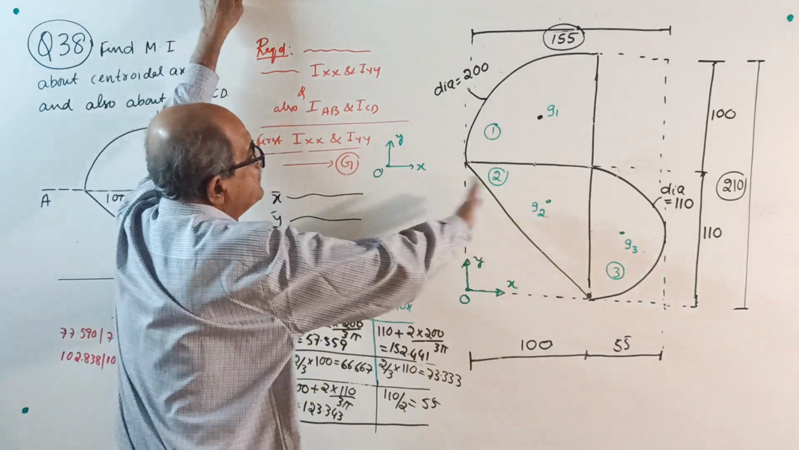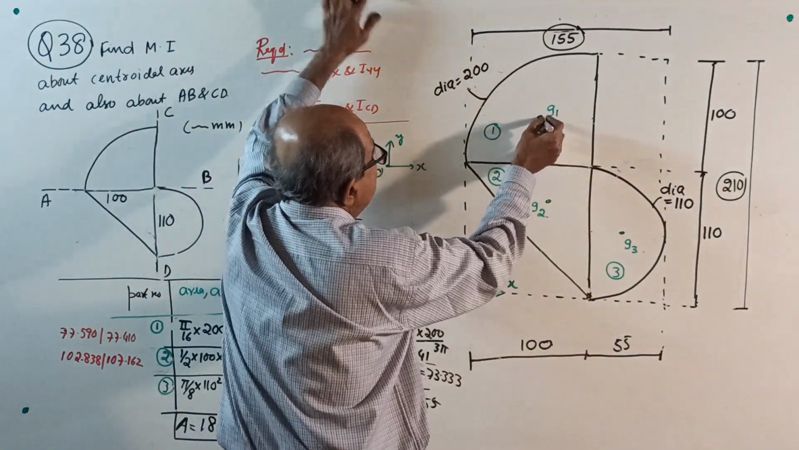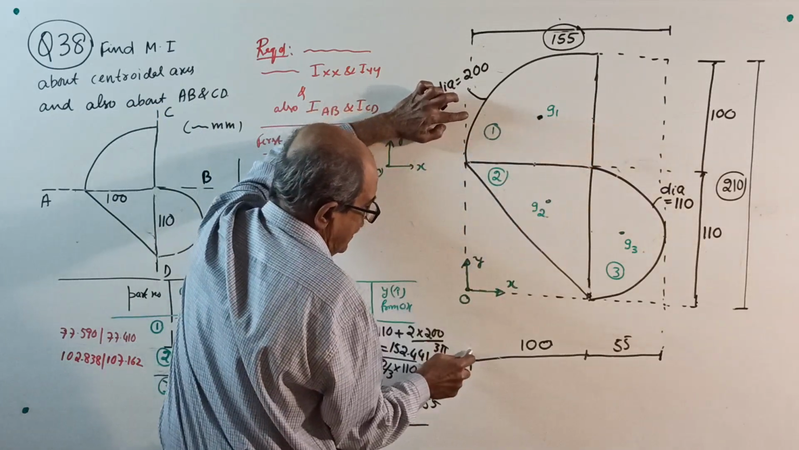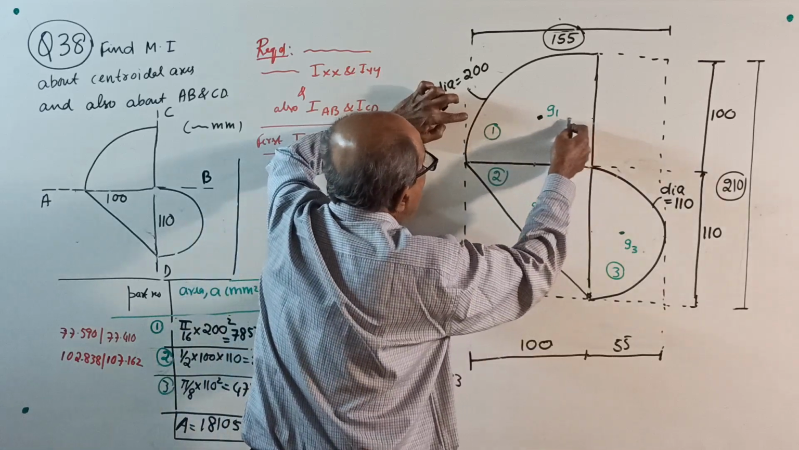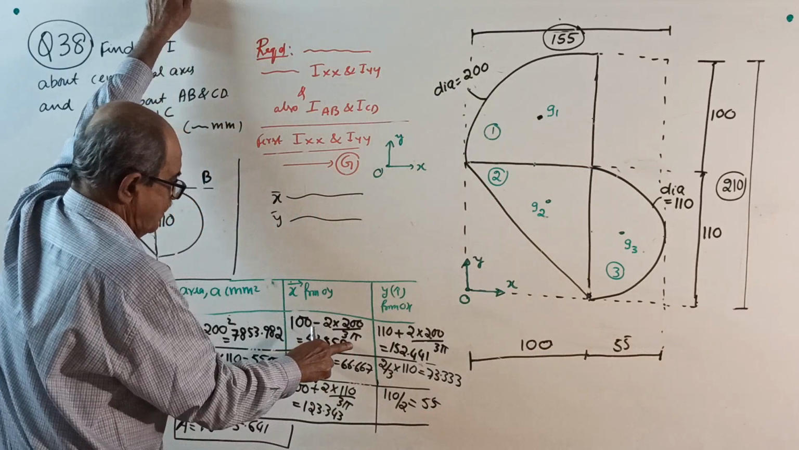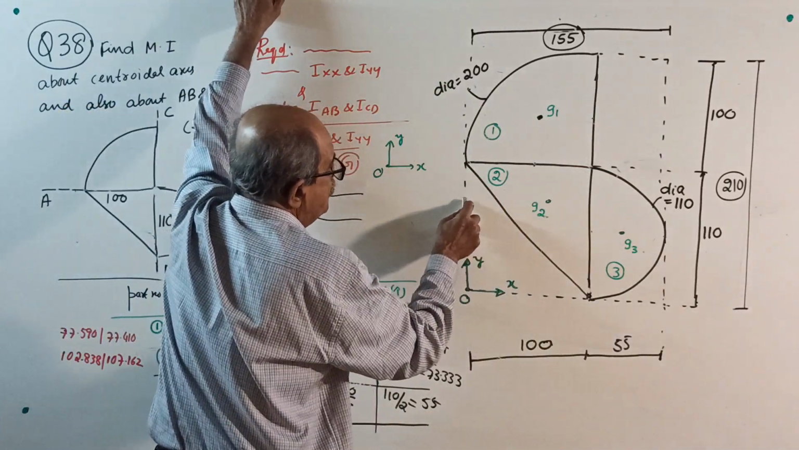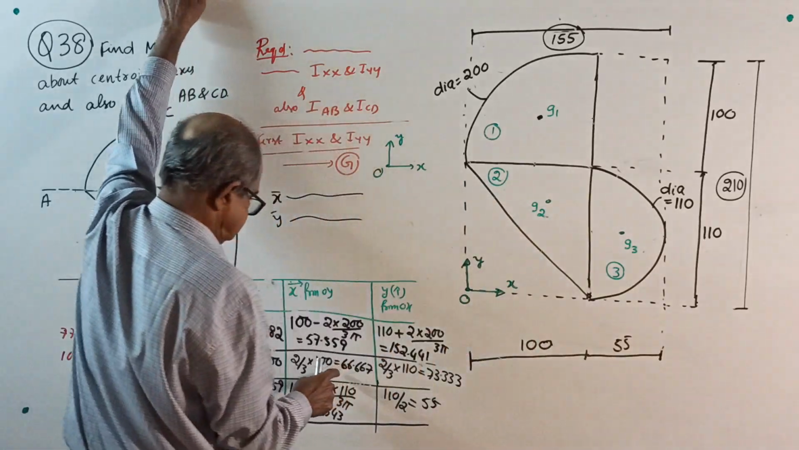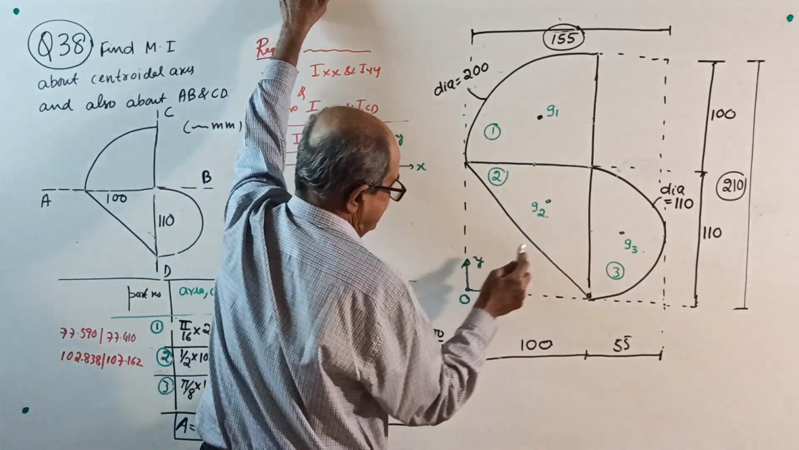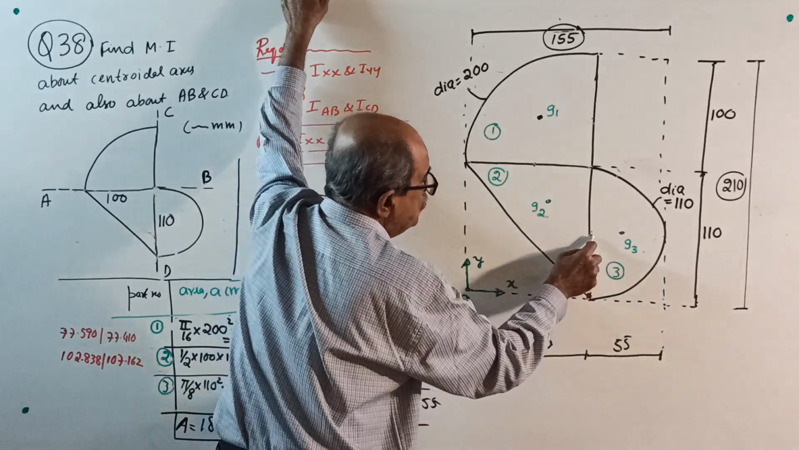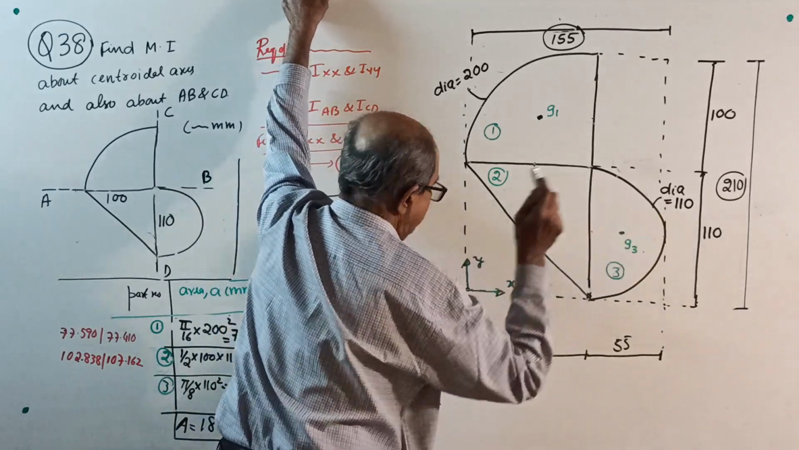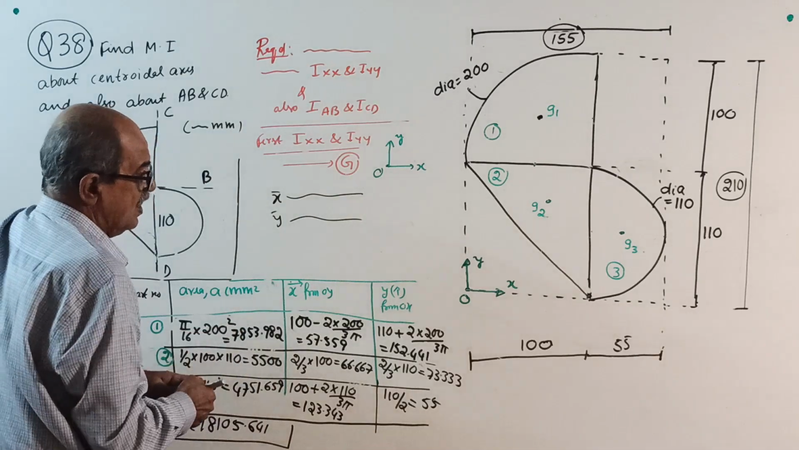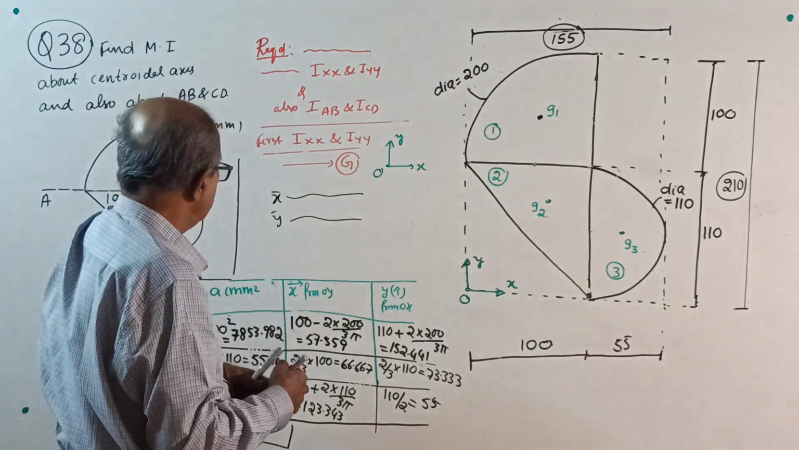Then x for G1, see here, this distance is 2d by 3 pi. So how much? 100 minus 2d by 3 pi. Entered here. For the second, this distance is 2 by 3 of 100. Last one, 100 plus 2d by 3 pi, where the diameter is 110. So with this data, happily get x bar. Now you can find x bar.